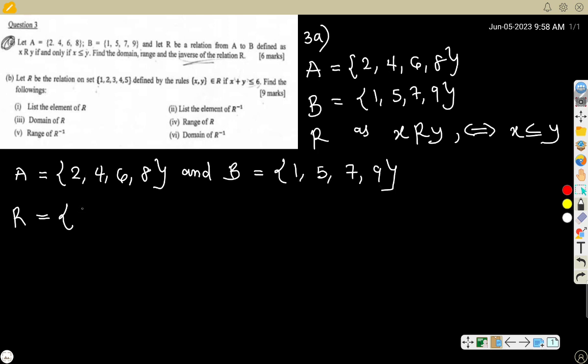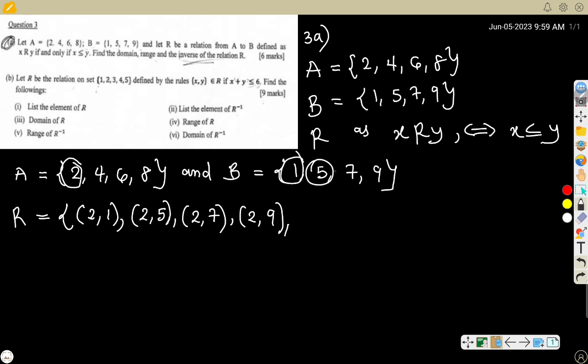That is 2, 1, again 2, 5, 2, 7, 2, 9. So without condition, this will be the relation. That is, these two we combine with each of these. So we've done that. Then 4 again, we combine with each of these. So you do that for all the elements.